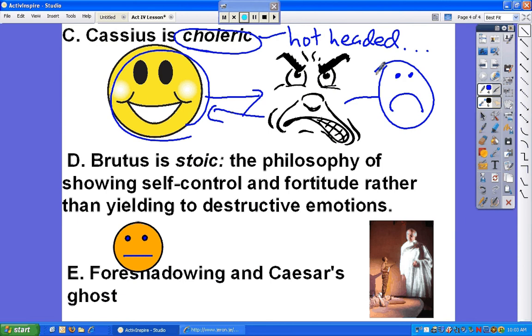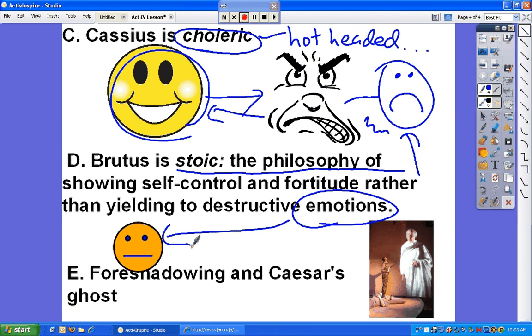An idea for the characters. We're going to see Brutus as Stoic, which is the philosophy of showing self-control and fortitude rather than yielding to destructive emotions. Here we go. This is why he's a foil, because look, these are all emotions up here, whereas our guy Brutus tends to show no or little emotion. We're going to see it when we realize how he reacts to the fate of Portia when Brutus and Cassius are discussing it inside their tent. And then we're also going to talk about the foreshadowing and the appearance of Caesar's ghost.